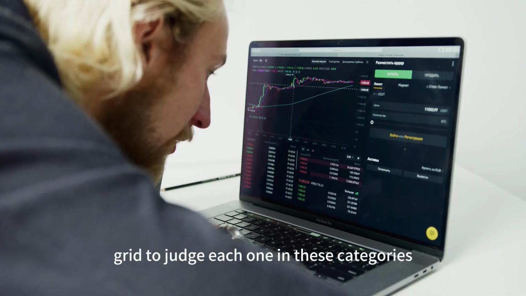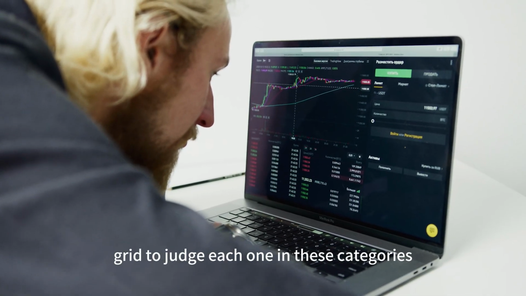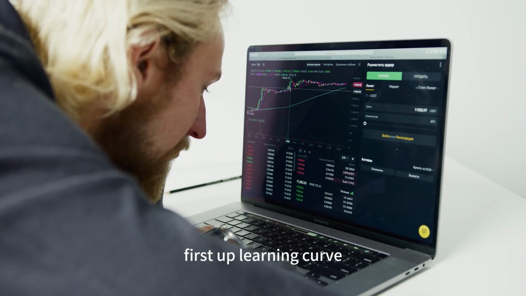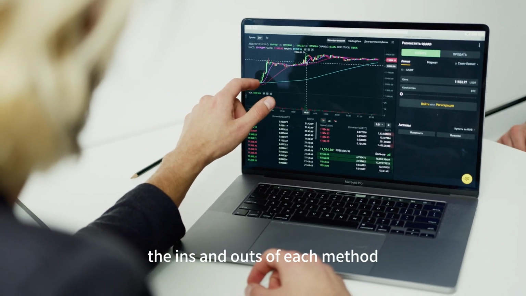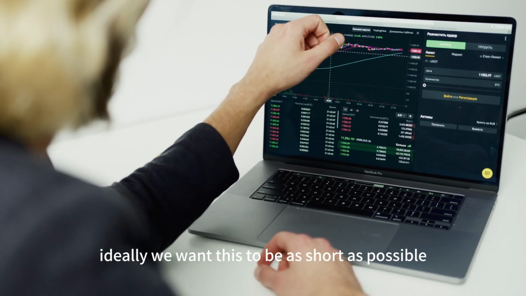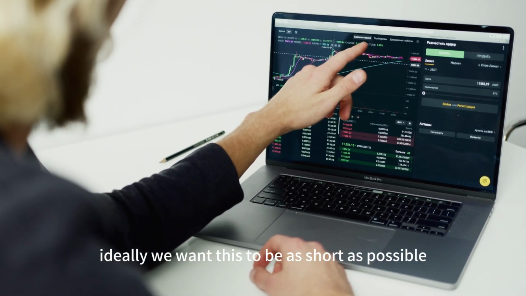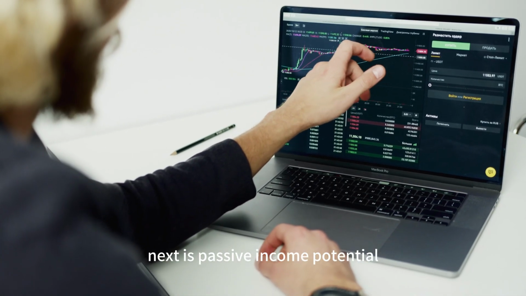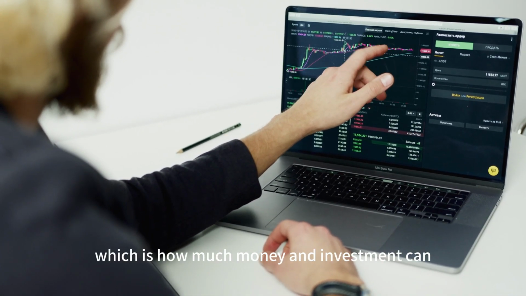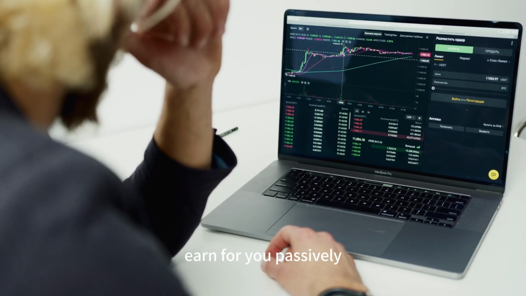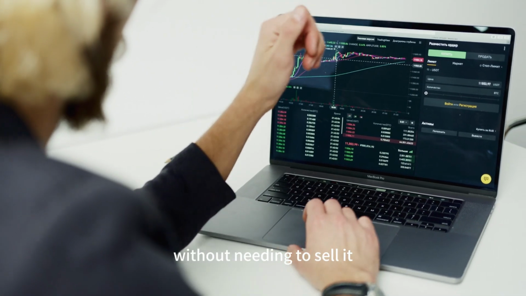We're going to be using this grid to judge each one in these categories. First up, learning curve. This is how long it takes to learn the ins and outs of each method. Ideally, we want this to be as short as possible. Next is passive income potential, which is how much money an investment can earn for you passively while you still own it, without needing to sell it.